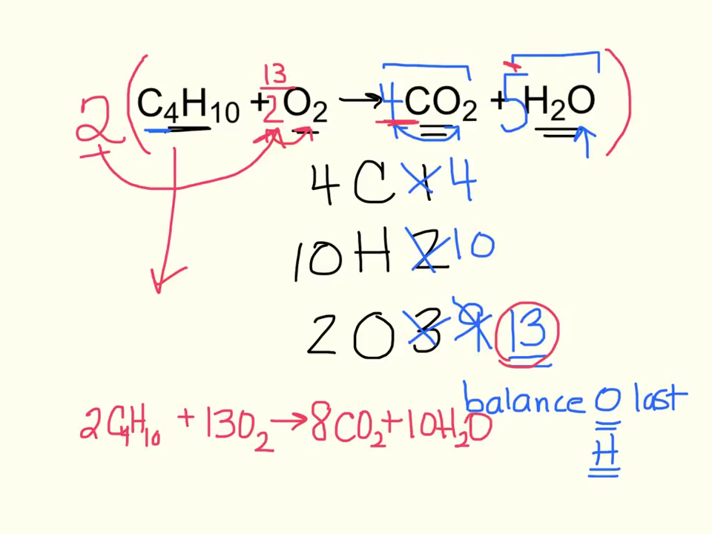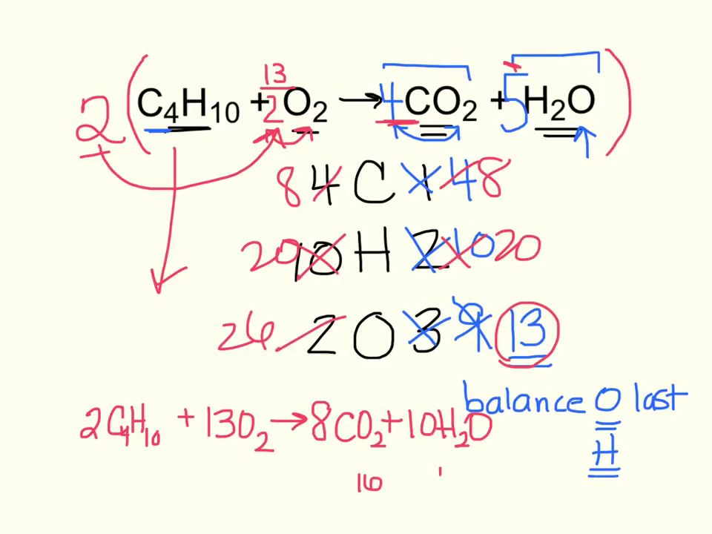We have 8 carbons now on each side. We have 10 times 2, 20 hydrogens on each side. And we have 13 times 2, 26 oxygens. And on this side we have 16 plus another 10, and that's 26 oxygens. So that's a tricky problem. But the way to solve these, again, is if you need exactly something over 2, or you need a fraction, put the fraction over 2, multiply the entire thing, and that will cancel out your 2.